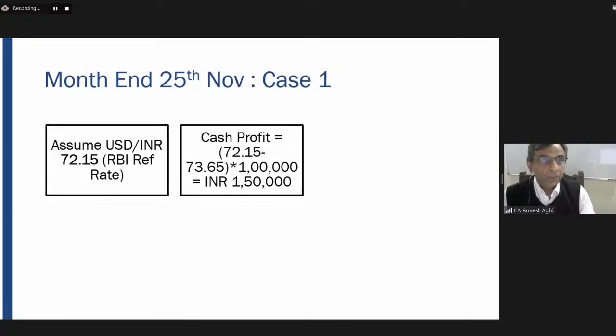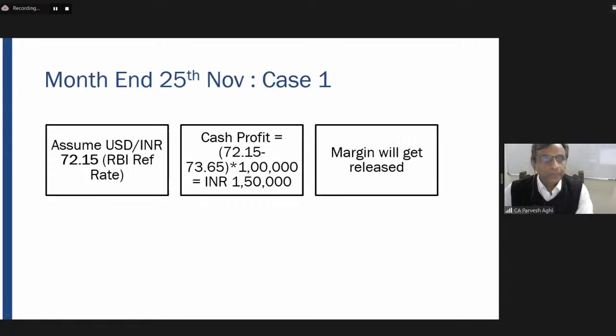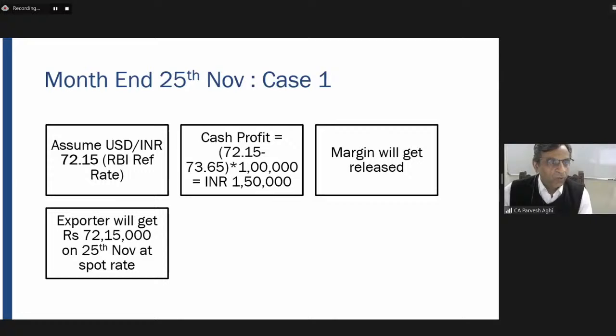But the rate has gone down to 72.15. So the other guy is going to take it at 73.65. Today, the dollar is 72.15 after 1 month, but he has a right to sell at 73.65, so he's going to make a gain. How much? 1 rupee 50 paisa gain multiplied by $1 lakh, that is 1,50,000. So the margin will get released, and he's also going to get 1,50,000 rupees.